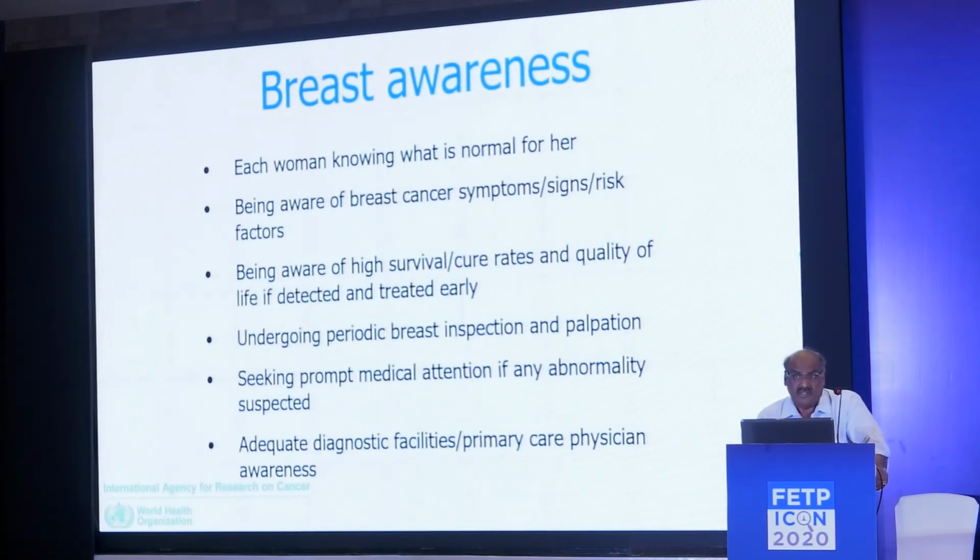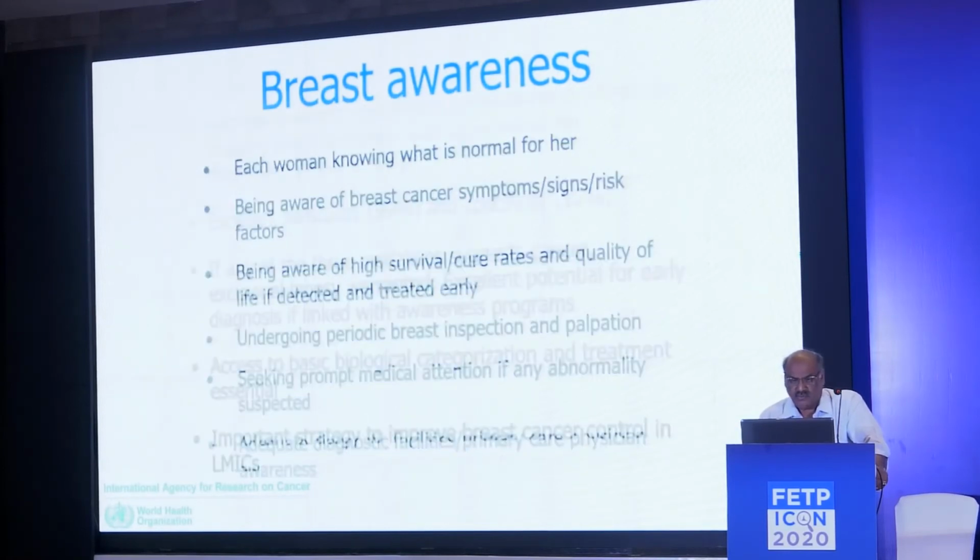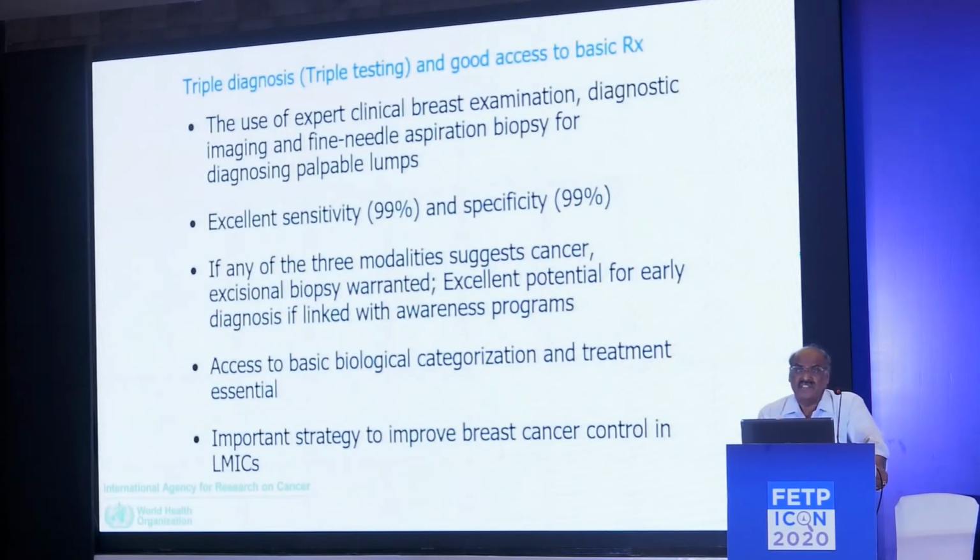But on the other hand, breast awareness, making people aware about breast cancer and once in a while palpating the breast, and if there is an abnormality, seeking medical attention, is the way to go forward. And once medical advice is sought, prompt referral is very important, and the health service can provide what we call triple diagnosis.